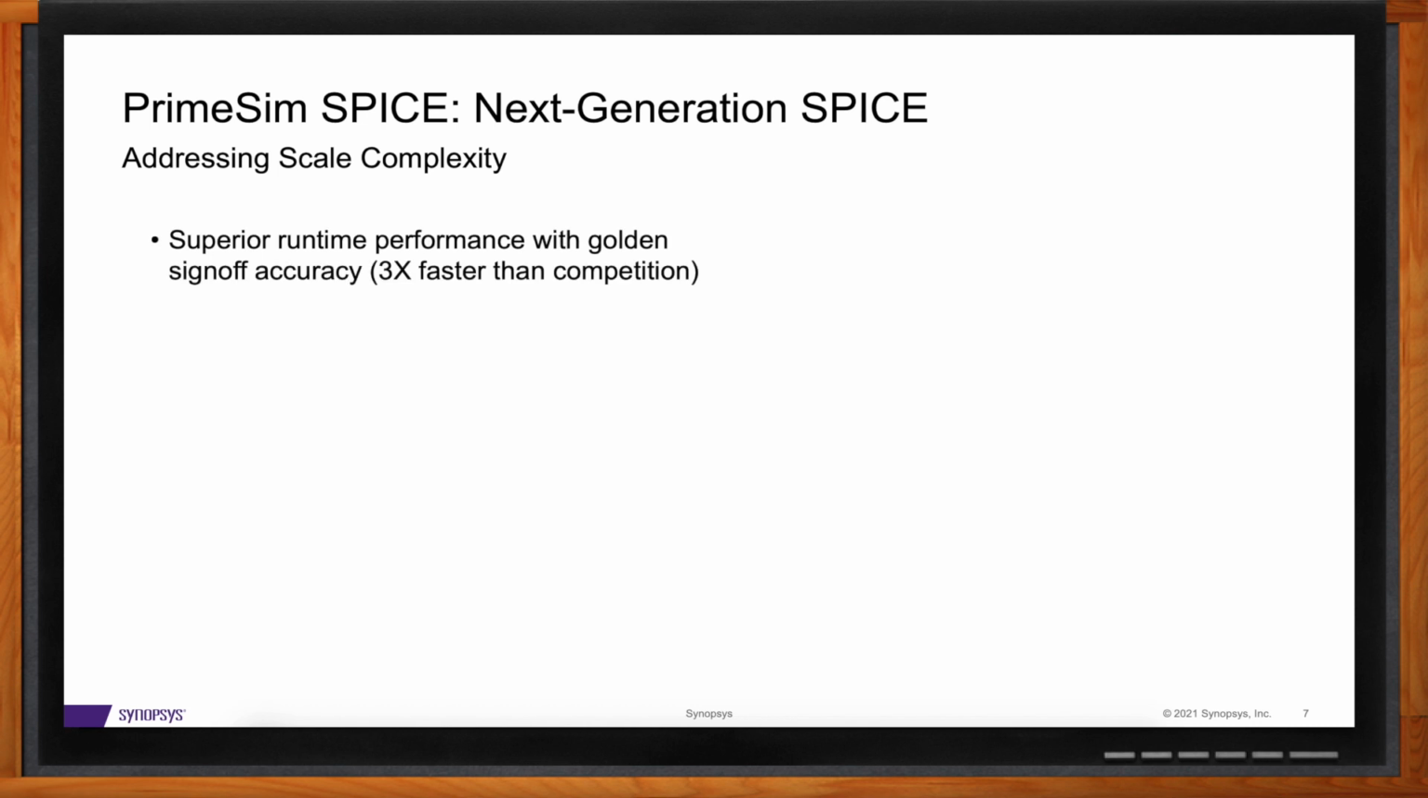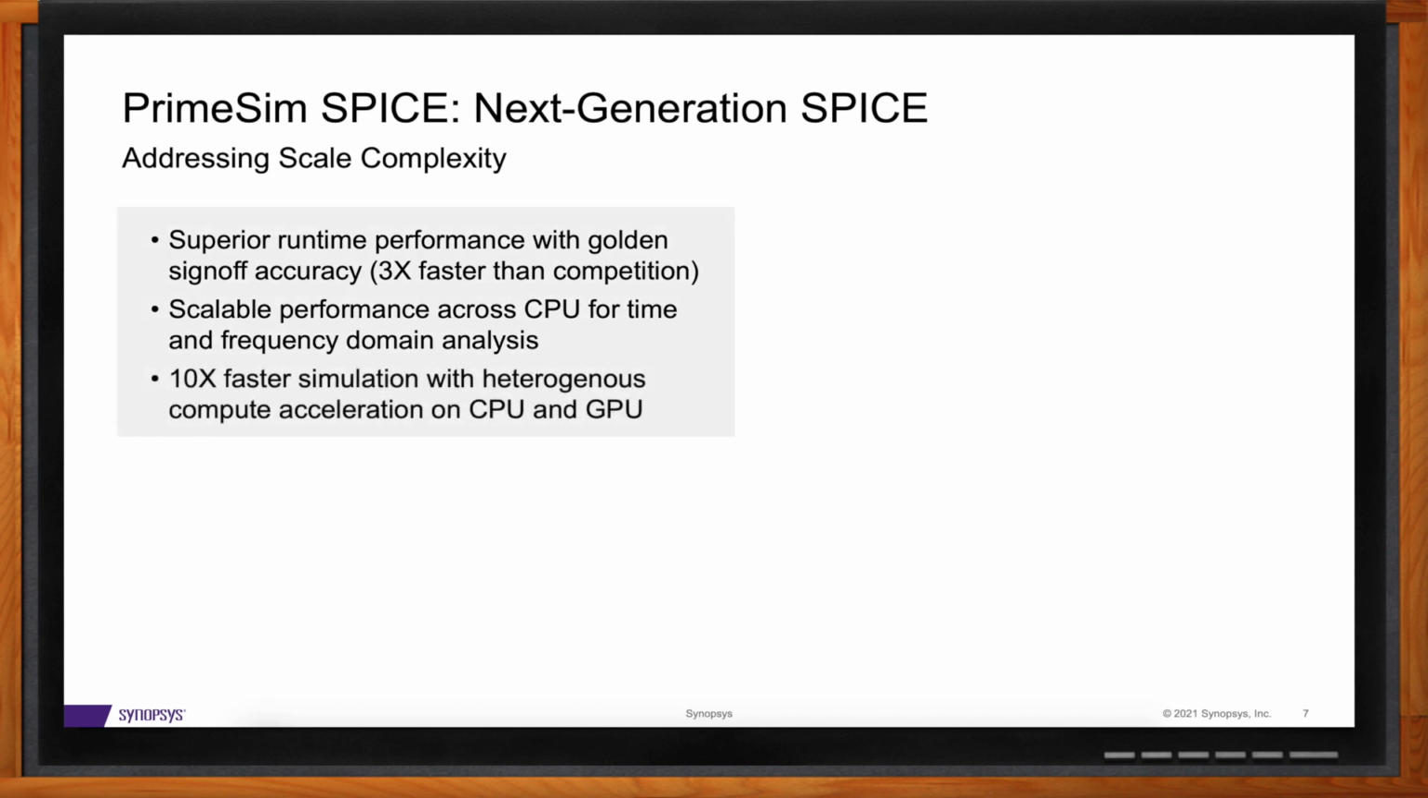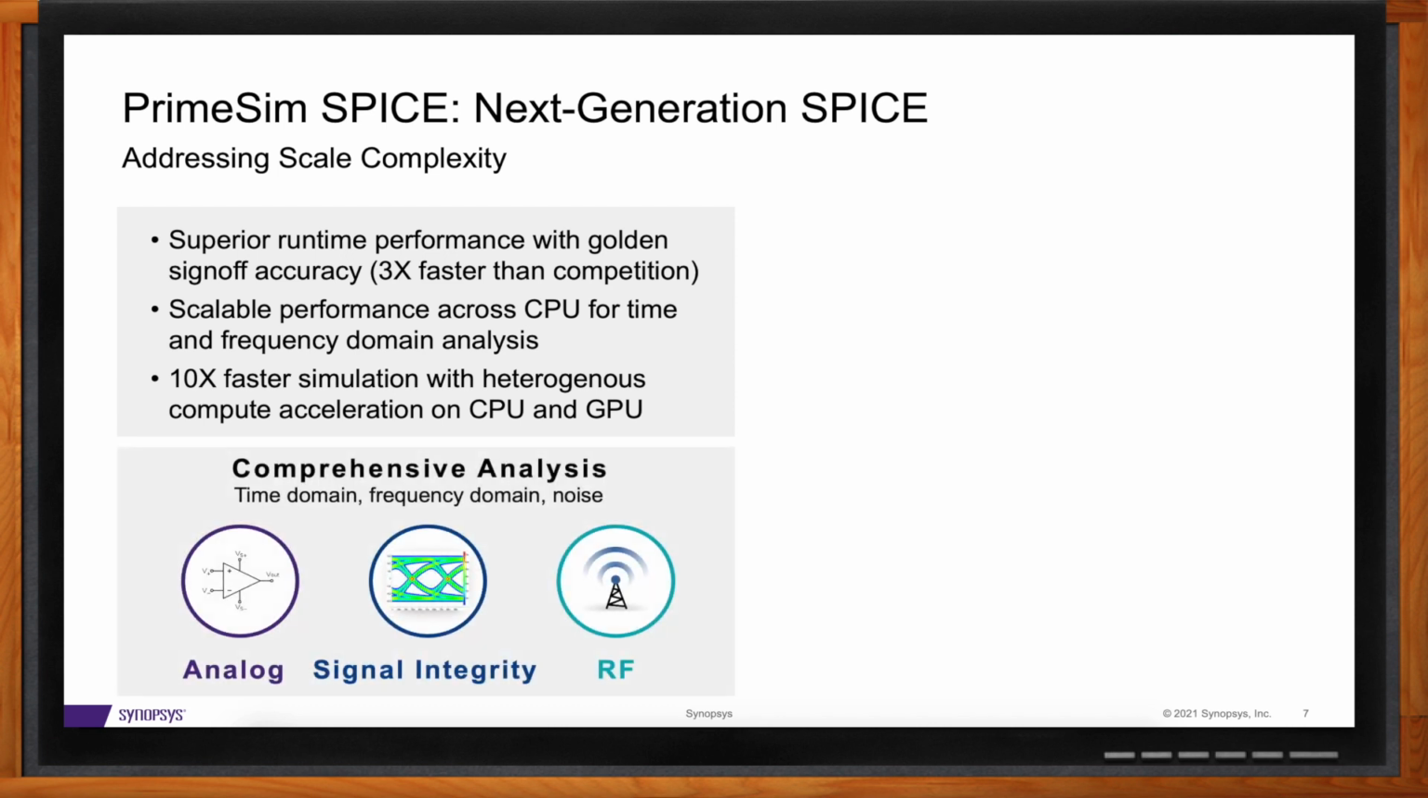First, it has superior runtime performance with golden accuracy. It runs today 3 times faster than any other circuit simulator in the market. The second important point is that it has scalable performance across CPUs. So the more CPU cores you use, the better performance you get. And this applies to time domain and frequency domain simulation. Then on top of that, we are introducing a new heterogeneous compute acceleration architecture on the CPU and GPU, offering 10x better runtime performance compared to running on the CPU alone.